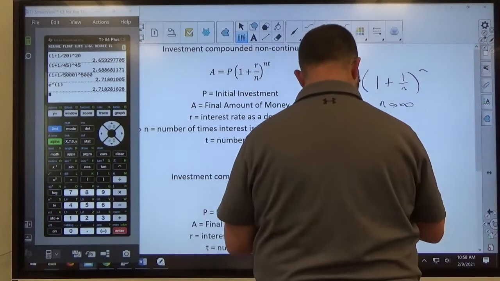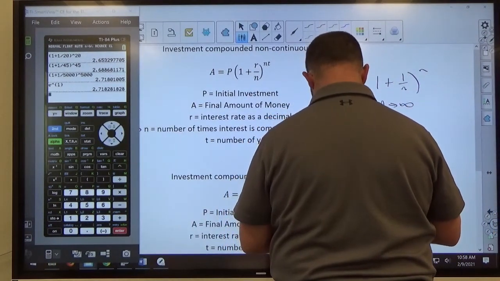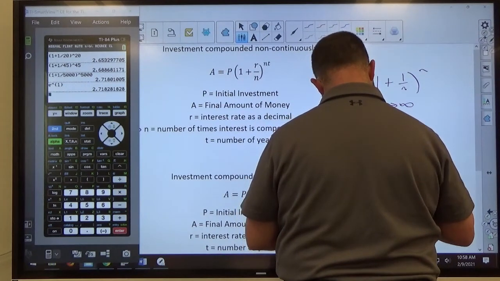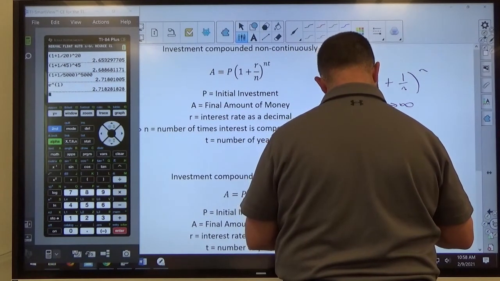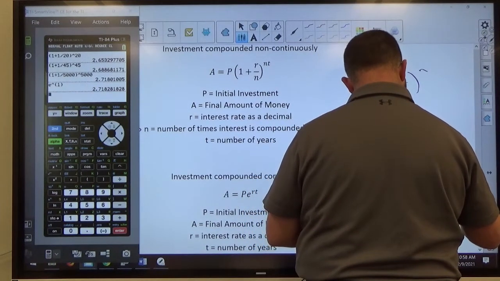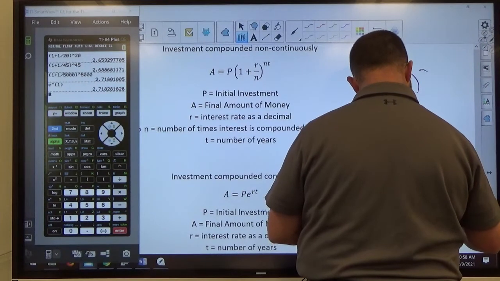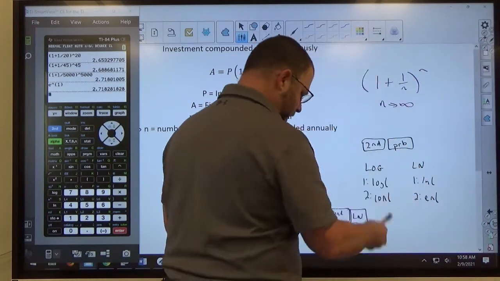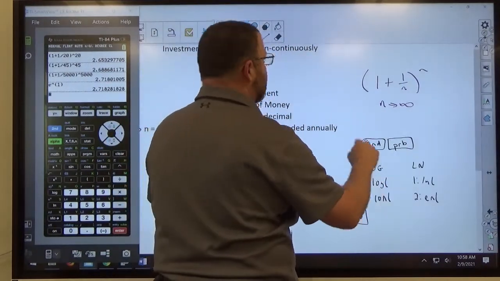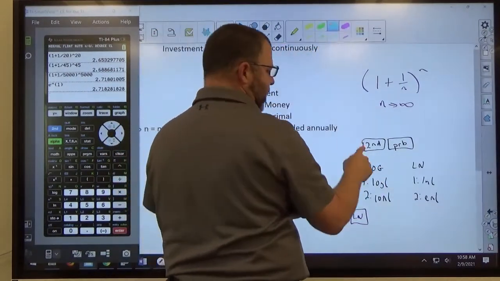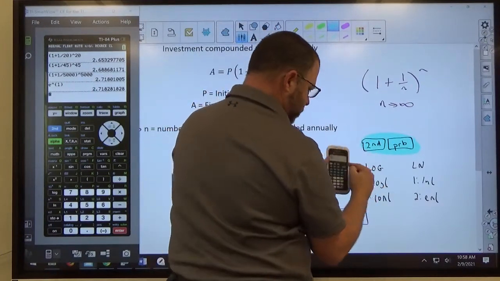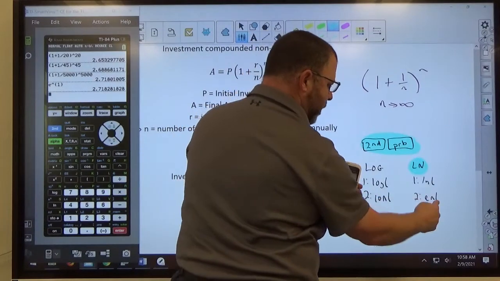It brings up a screen that looks like this: LOG 1, LOG 2, 10 caret parentheses, and then LN 1, LN parentheses 2, E caret parentheses. So you have to hit left and right to choose whichever one. You would want to hit the second PRB first. It takes you to this. It's going to be in the log. You want to push to the right to get to here, and then choose that.